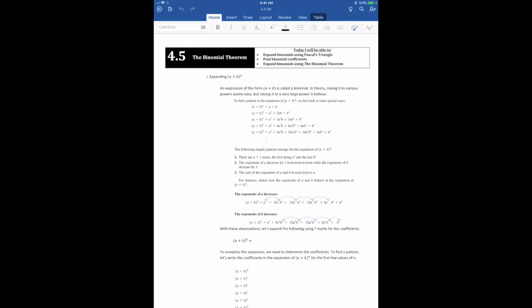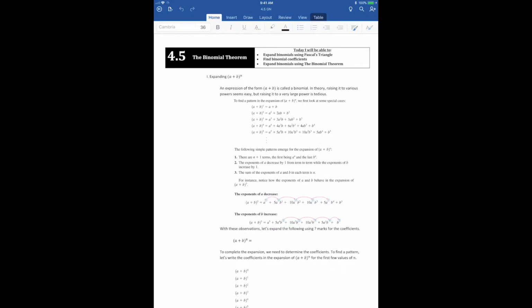All right. If the last section was my favorite thing we've done so far, the next two sections are very, very close. So section 4.5 is the Binomial Theorem. Let's go ahead and jump right in because this is kind of a long section, so prepare yourself, but I don't want to waste any more of your time. So, expanding a plus b to the nth power.